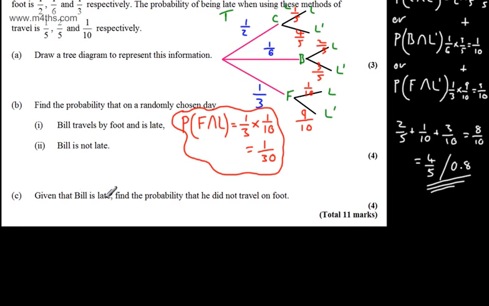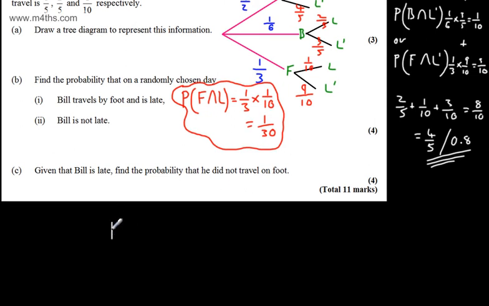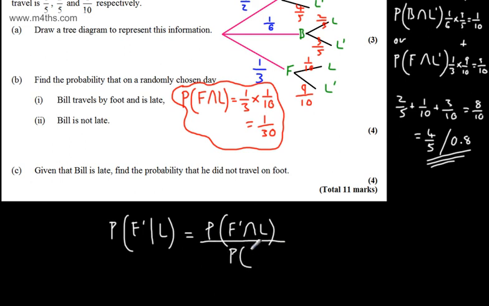Given that Bill is late, find the probability that he did not travel by foot. So we can write this now, the probability that he didn't travel by foot given he was late. So let's go ahead and write this out. This now is the probability that he was now not on foot and he was late divided by the probability that he was late. So let's go ahead and just calculate this. The first thing I'm going to spot now is that I can write the denominator as 1 minus the previous answer. We've just worked out that he is not late. So that's going to be 1 minus the 4/5.